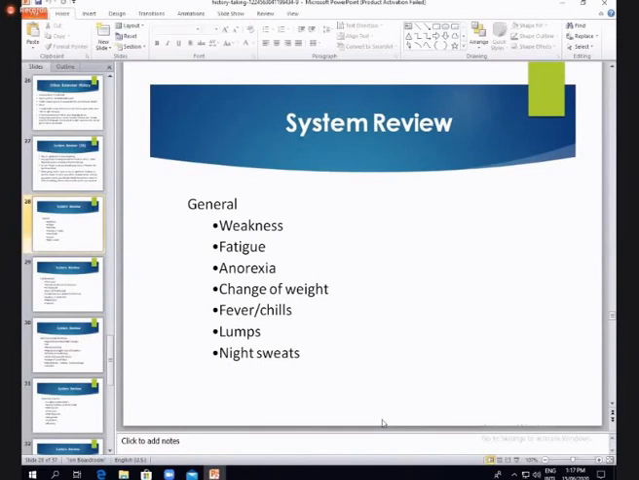So, the method of taking systemic review is very scientific and very organized. First, you need to inquire about the general complaints, that is, weakness, fatigue, anorexia, fever, chills, lumps, night sweats, change of weight, gain of weight, or loss of weight.